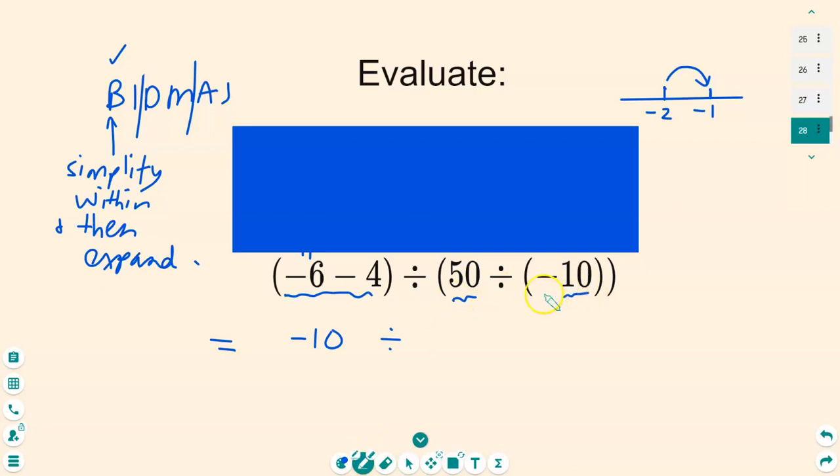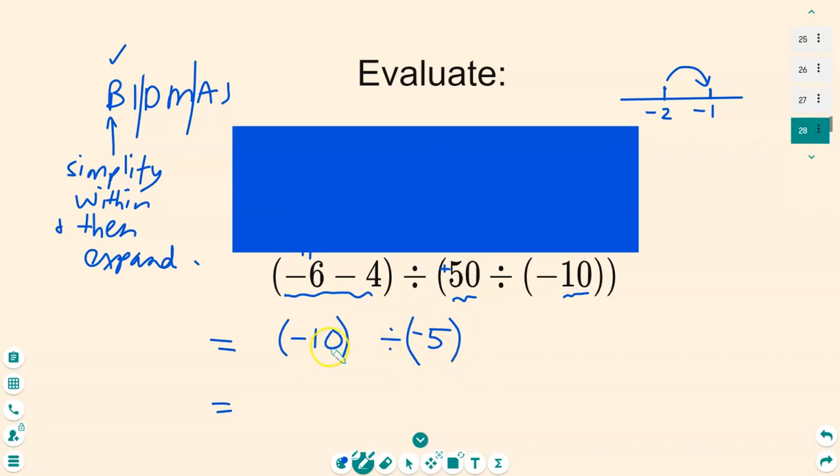50 divide 10. Or 10 times what gives me 50? 10 times 5. Then look at the signs. Different signs means we'll get a negative answer. Positive divided by a negative is negative. And keep going. So if it helps, you can keep the brackets there. Not sure if it helps.